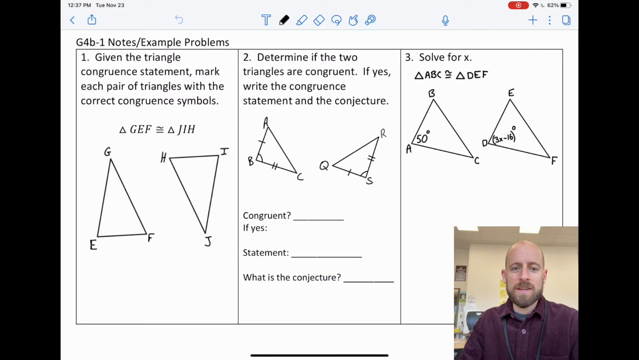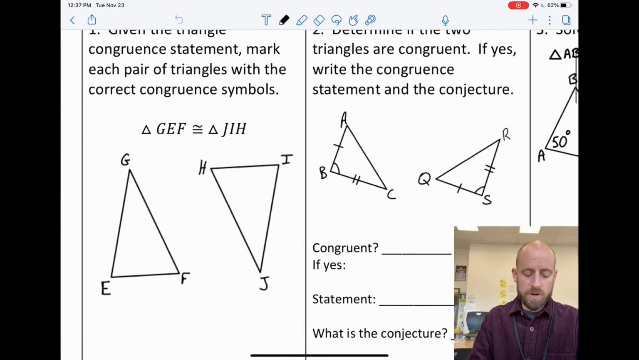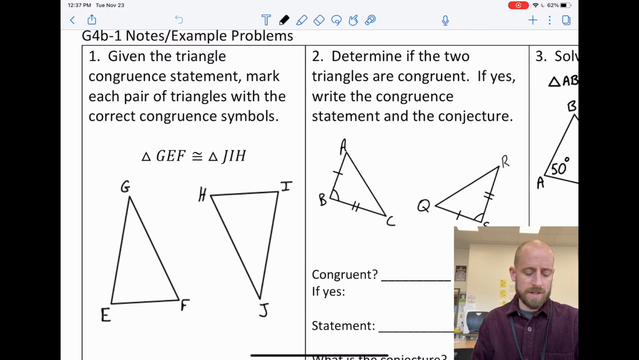Alrighty then, welcome in. We're going to go through some example problems here for congruent triangles. I'm going to try to deconstruct some of this stuff. So make sure you've got a writing utensil and you're trying to copy this down, or maybe you've got it already in your notes. All right, so we're just going to dive on in.